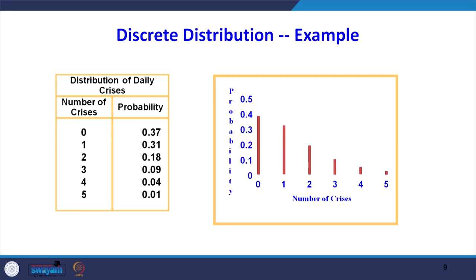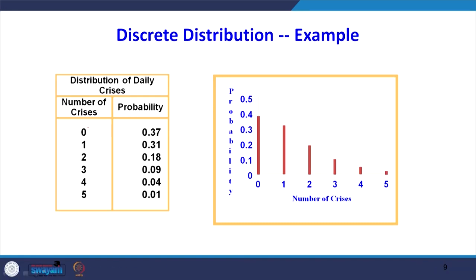How to plot a discrete distribution? The number of crises, for example, is taken, and the probability of that crisis happening is also given. For example, the probability of getting 0 crises is 0.37, for 1 crisis 0.31 and so on. So, on the x axis you mark the random variable, on the y axis you plot the probability, right. You see that these are discrete, these points cannot be connected.